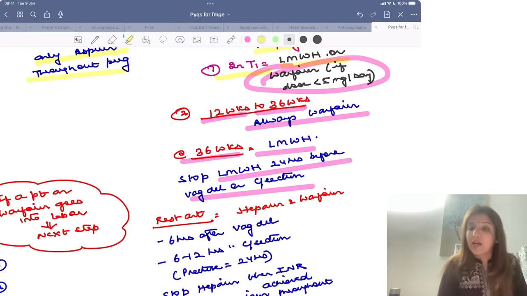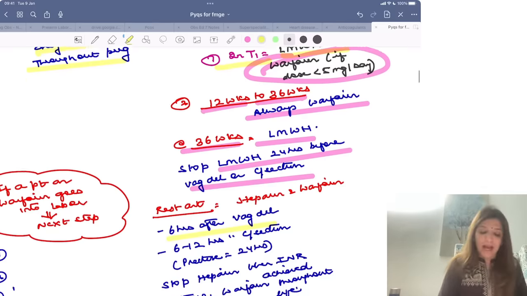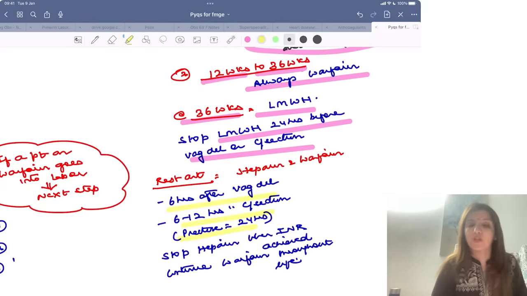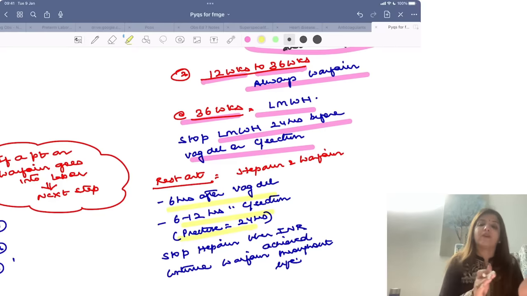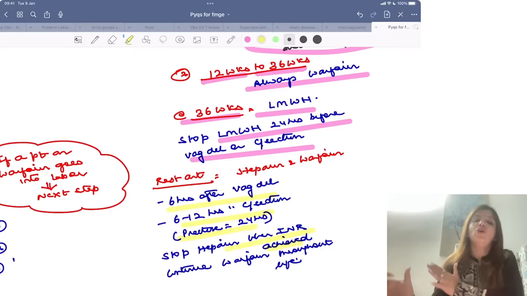When do you restart anticoagulant? You restart anticoagulant 6 hours after vaginal delivery or 6 to 12 hours after cesarean section. In practice, we start after 24 hours of cesarean section, right? Now, when we start, we start heparin and warfarin together, and once an INR of 2 to 2.5 is achieved, then I am going to stop heparin and continue warfarin.